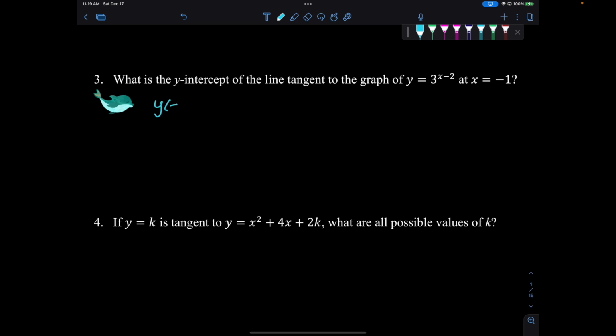So y of -1 is just 3 to the -3rd. Now I need the derivative, so let's find, I'm going to call it y prime. y prime is the derivative of a to the u, which is a to the u natural log of a times the derivative of u. So it's going to be 3 to the x minus 2, natural log of 3, and then times 1, which, like, we don't need times 1, but okay. So then y prime such that x equals -1.